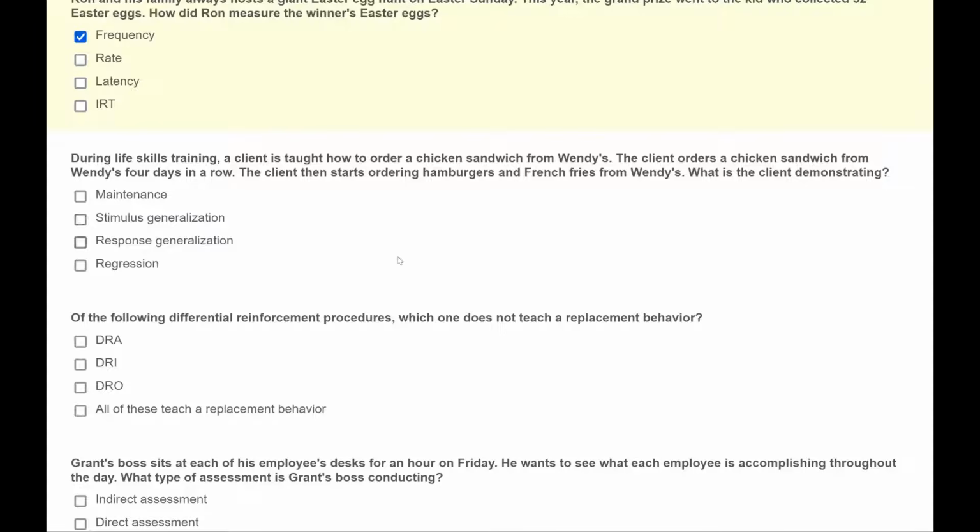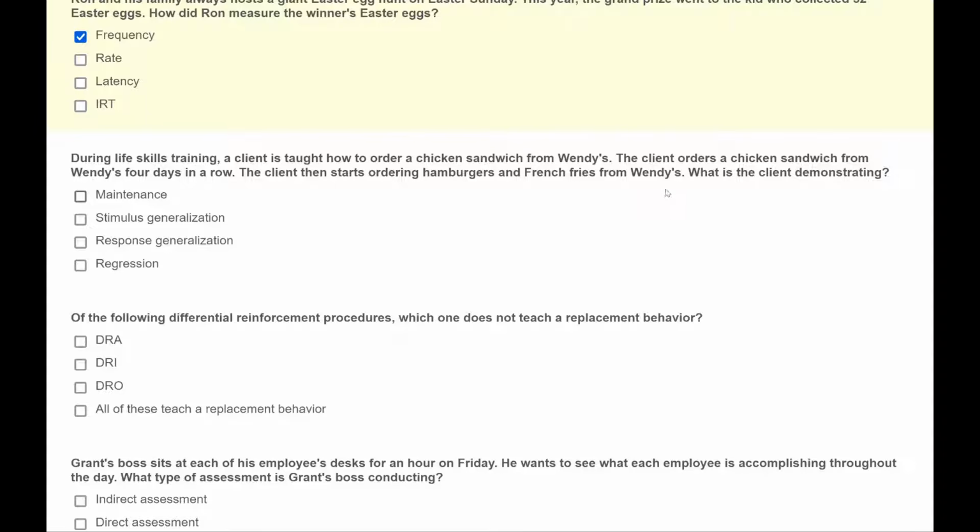So would this be a good thing or a bad thing if we taught the client how to order chicken sandwiches from Wendy's and then they start ordering hamburgers and french fries? Well, to me, that would be an awesome thing, right? That's what we're looking for. Can we teach a behavior and then have it start to generalize, right? Because not only can this client order chicken sandwiches, they're now capable of ordering other things like hamburgers and french fries, okay? This is not overgeneralization. This is exactly what you would do at a Wendy's. Very socially valid. This appears to be a good thing.